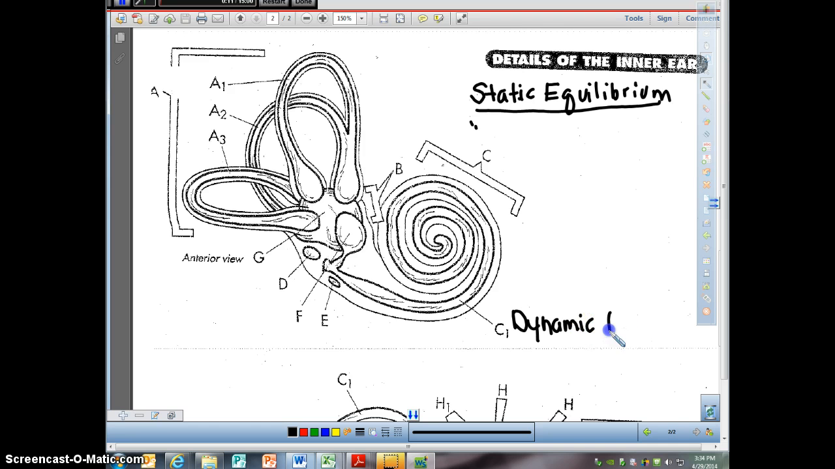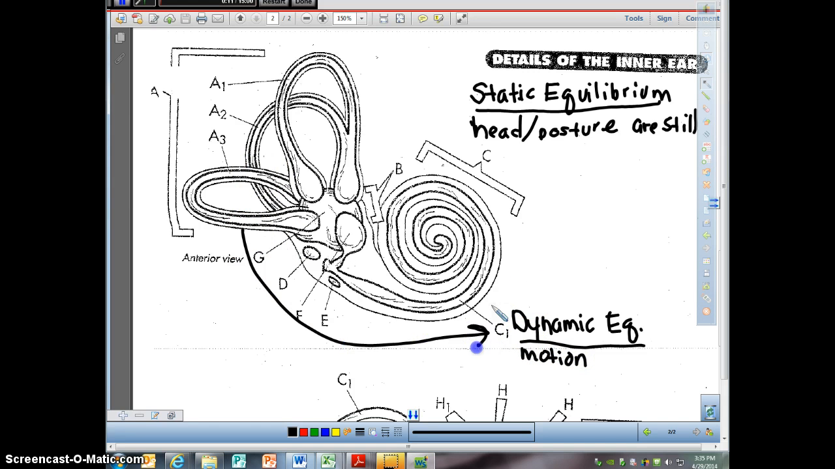Static equilibrium is talking about the position of your head, pretty much, when your head is still. It has to deal with posture, when your head and body are still, not in motion. And obviously dynamic is when you are in motion, which is what your semicircular canals are.